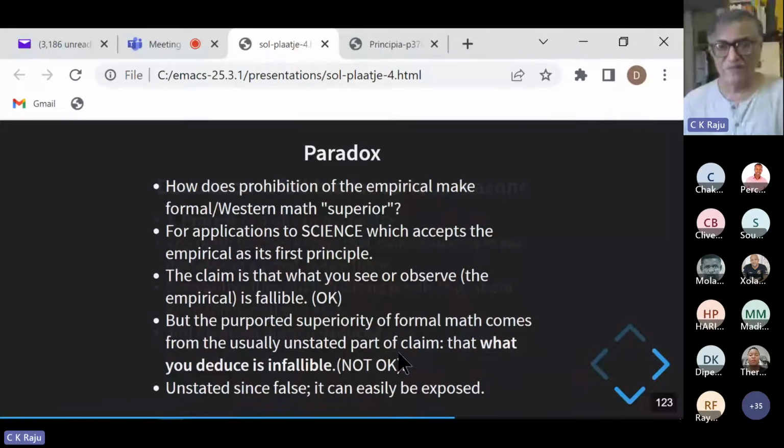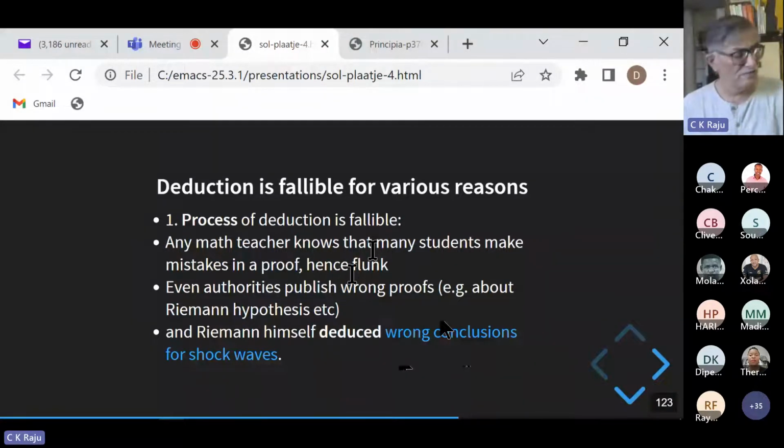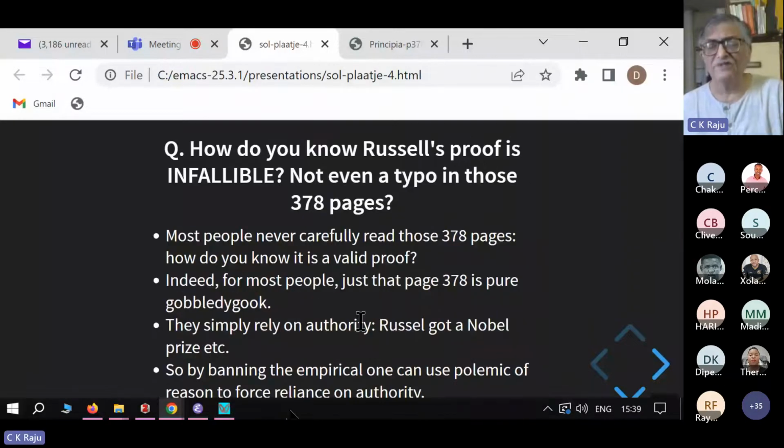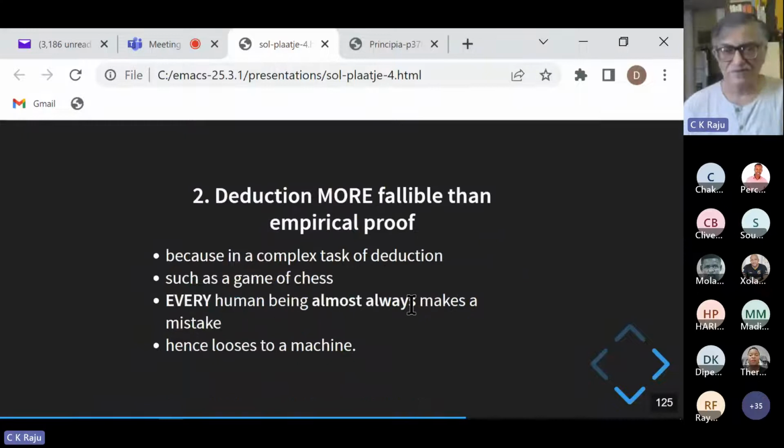That is nonsense. Any math teacher knows that students turn in lots of wrong proofs. So if reasoning were infallible, they should always get the right proof. Even authorities like Riemann published wrong proofs. How do you know that Russell's proof is infallible? Did anybody check it? Not even a typo in 378 pages. Is it worth checking? So you will not do it. You just go by trust.